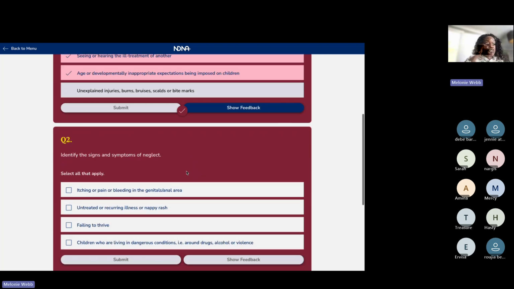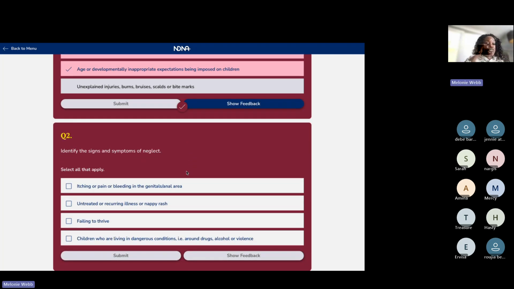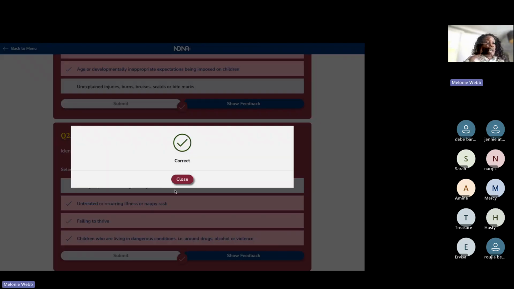So thinking about neglect now, would that include itching, pain or bleeding in the genitals? Does it include untreated or recurring illness or nappy rash? Does it include failing to thrive? Does it include children who are living in dangerous conditions, i.e. around drugs, alcohol or violence? Yes. Thank you. Ding, ding, ding.